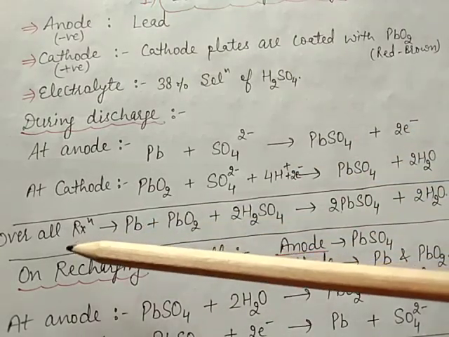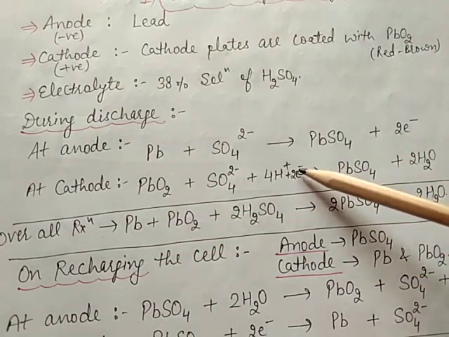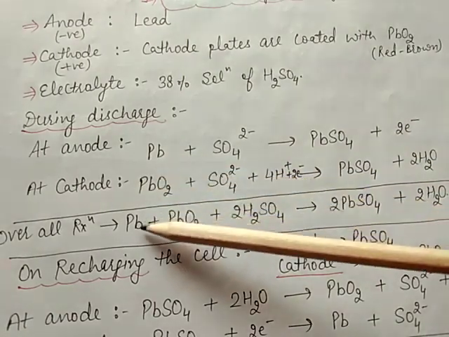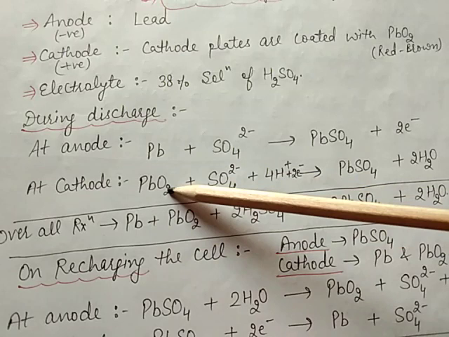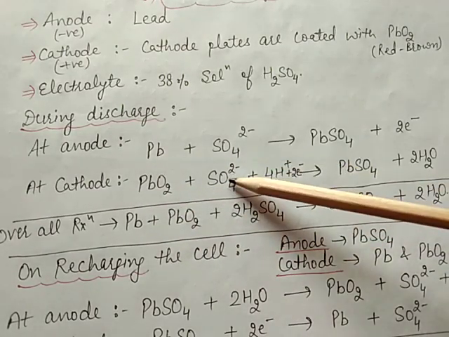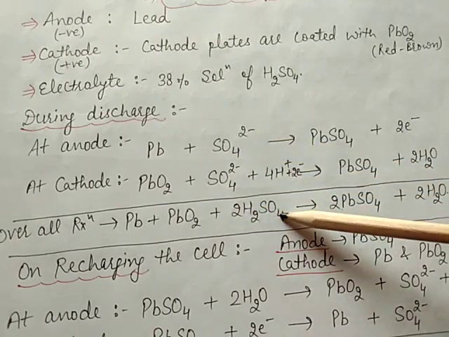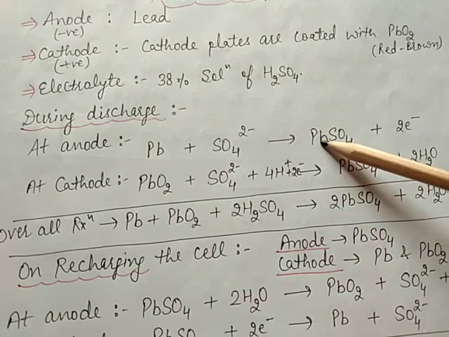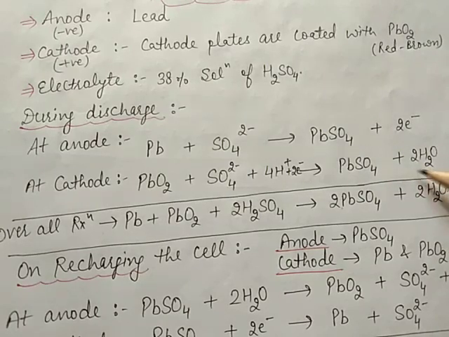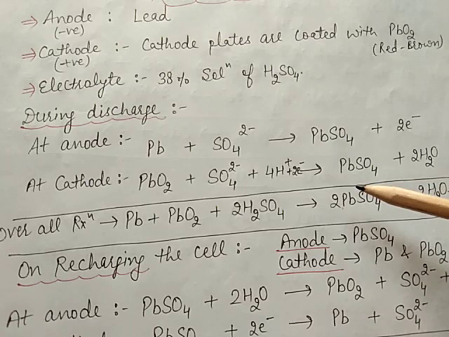After that, the overall reaction. 2 electrons and 2 electrons cancel out. What will remain? The net reaction is Pb plus PbO2 plus 4H+ and 2SO4 2-. It means 2H2SO4 gives rise to 2PbSO4 plus 2H2O. This is the overall reaction of the lead storage battery.